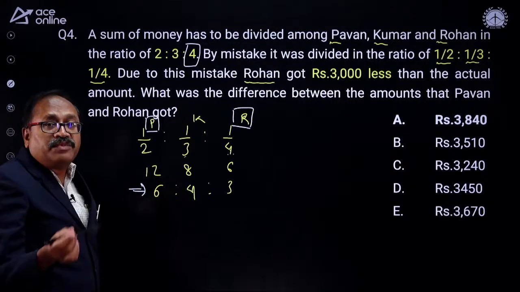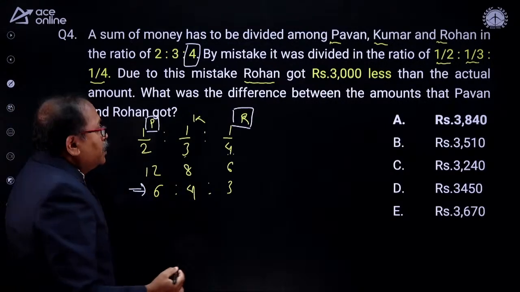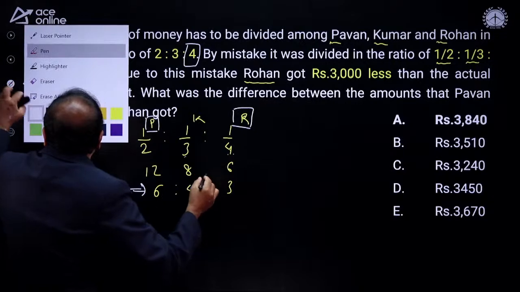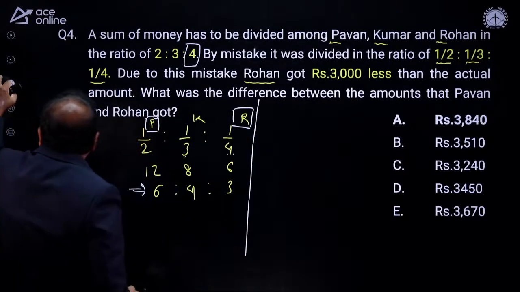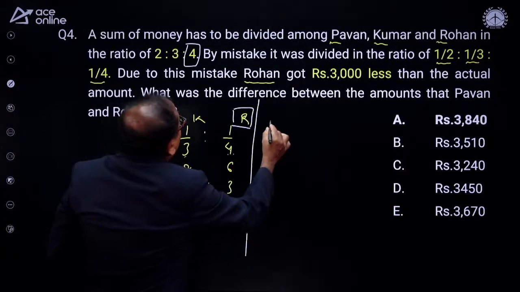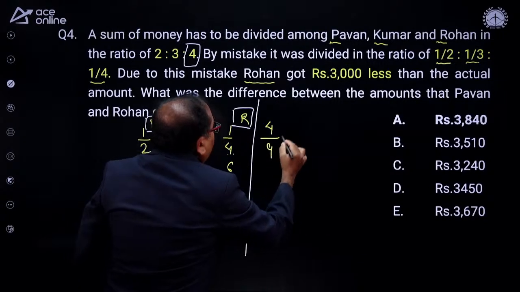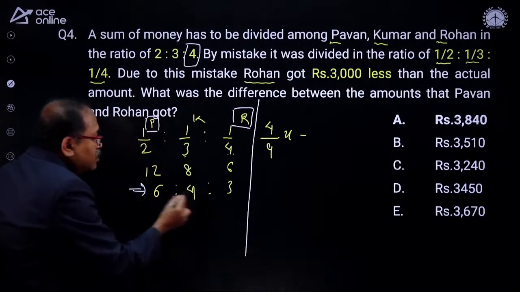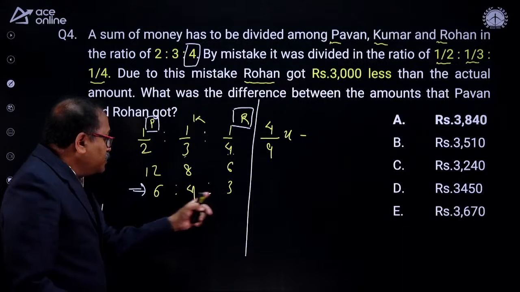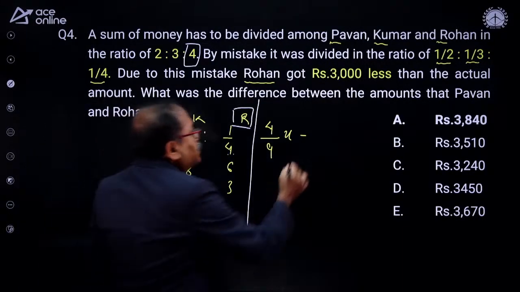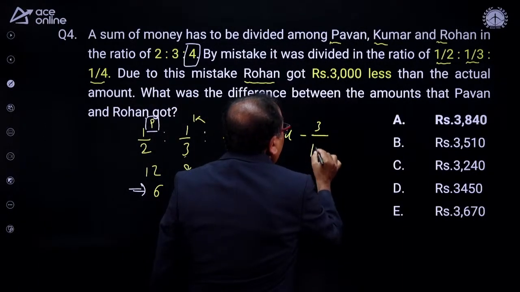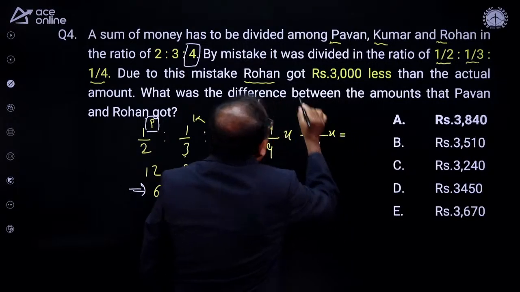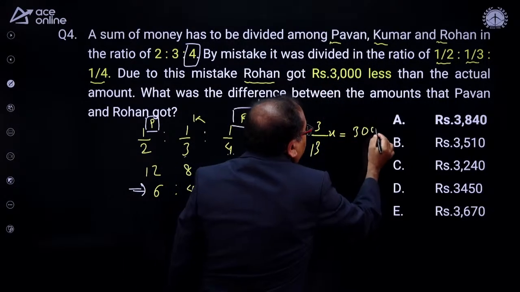So let's assume that the total money is X. Previously he was supposed to get 4 by 9 of X, but because of this mistake he is getting 3 by 13 of X. So the difference between 4/9 of X and 3/13 of X is 3000.